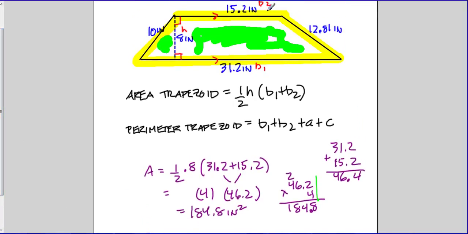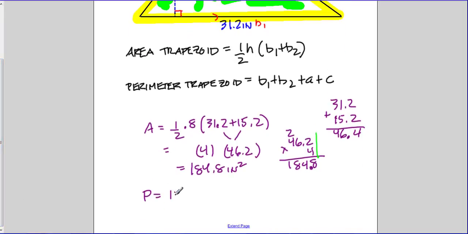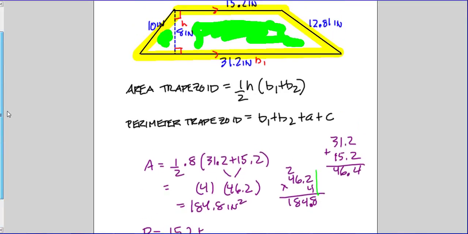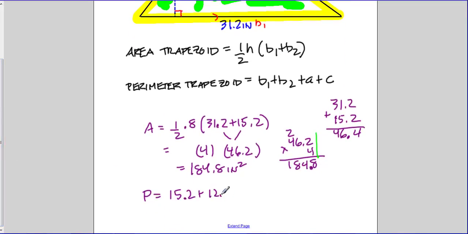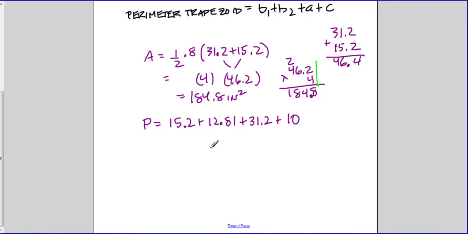So I'll start here, that's 15.2 plus 12.81 plus 31.2 plus 10. So now to add these, I'm going to line up the decimal points. Remember, there's a decimal point after 10, so that's 15.2, 12.81, 31.2, and 10. Now I'm going to put a decimal point behind the 10. Notice my decimal points line up vertically.